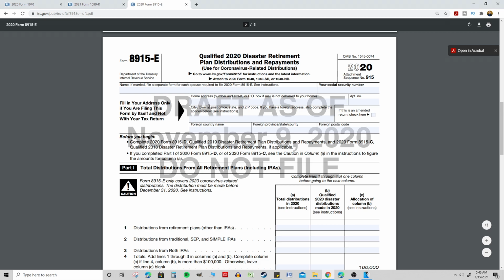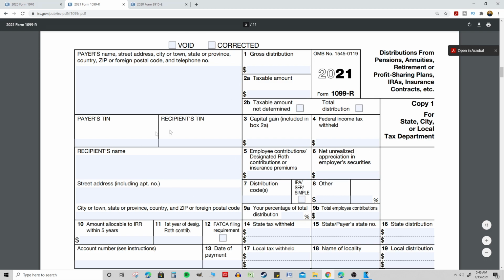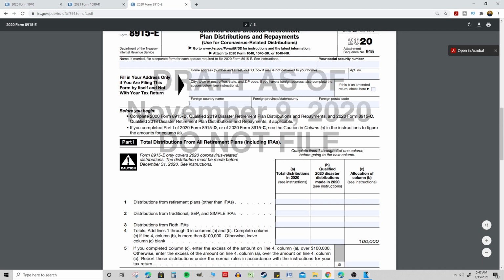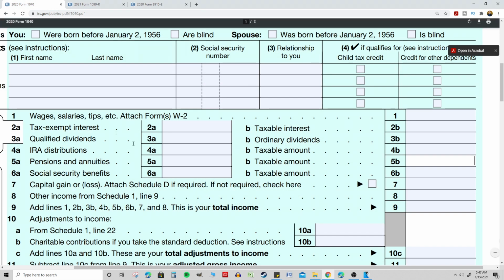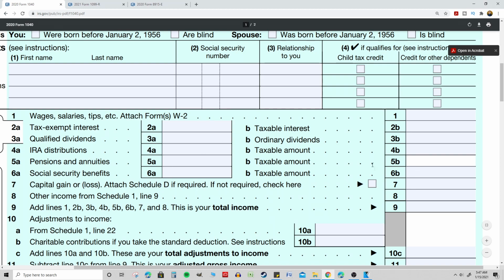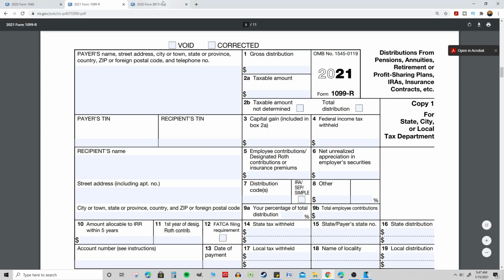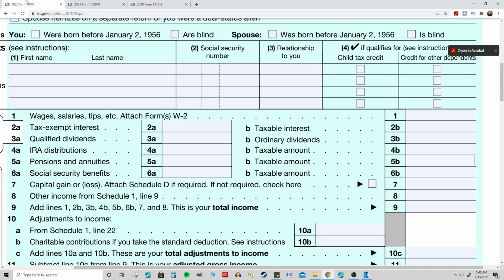So the way this is going to flow, as you're going to see later in the video, is you're going to use the 1099-R for this, specifically for COVID distributions, okay? If it's a normal retirement distribution, you ignore what I'm about to tell you. But for a coronavirus-related distribution, which is what this video is about, you're going to use this form. You're going to fill out this work paper, the 8915-E, and then the net final numbers from this form will flow to this area of your tax return. So you go from here to here to here.